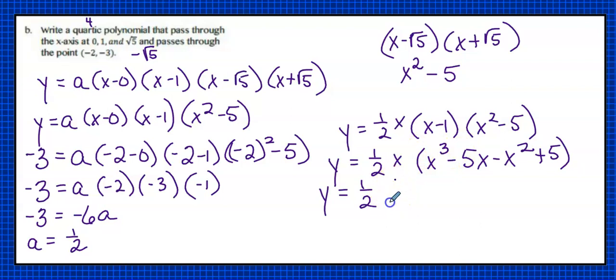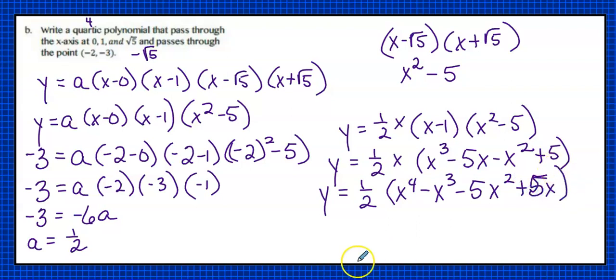So x to the 4th. I'm going to switch this around and make this standard form. Minus x cubed minus 5x squared plus 5x. Oops. Okay, now I can multiply in my 1/2. So I can do this as x to the 4th over 2, or I can do 1/2 x to the 4th. That is my preferred way to do it.